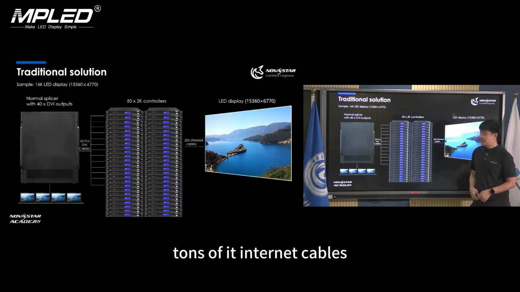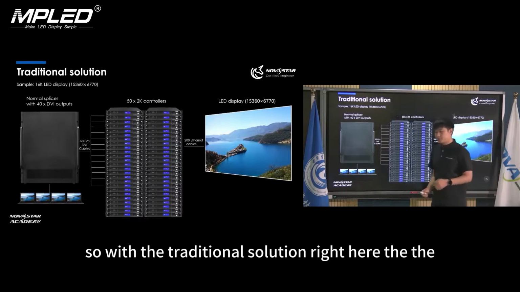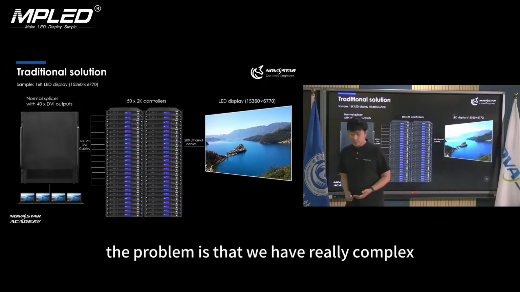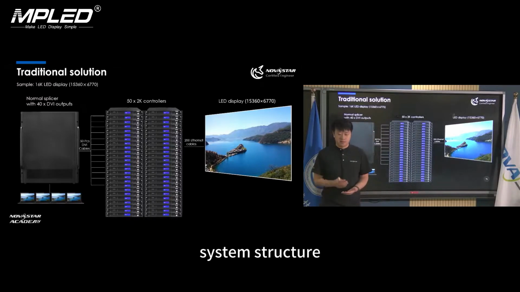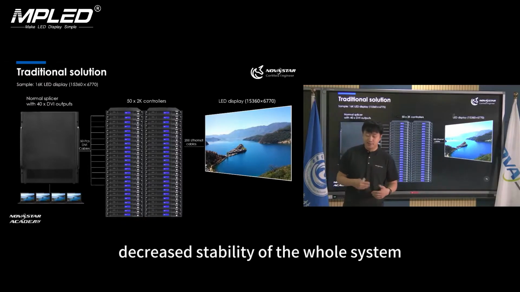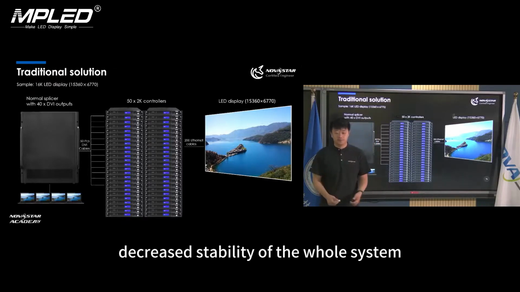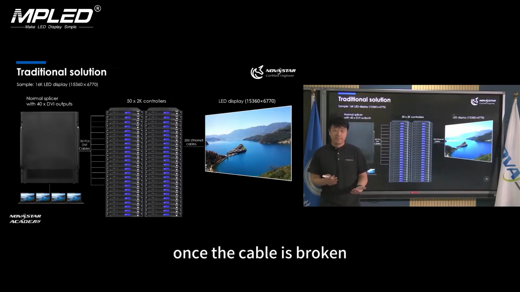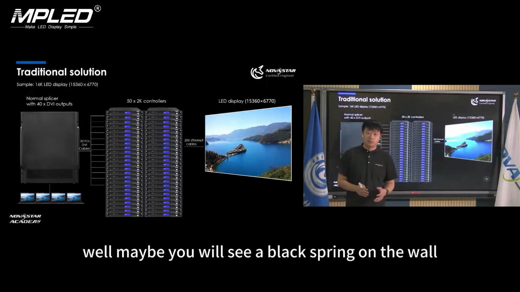tons of Ethernet cables. So with the traditional solution, the problem is that we have a really complex system structure, a lot of cables, a lot of devices. It decreases the stability of the whole system, and once a cable is broken, maybe you will see a black screen on the wall.